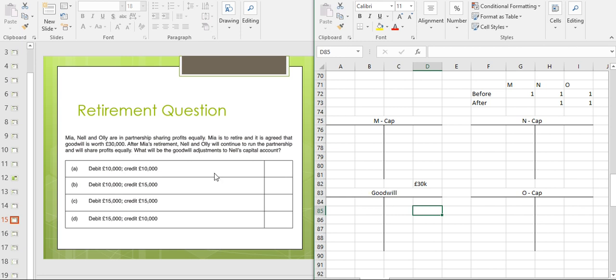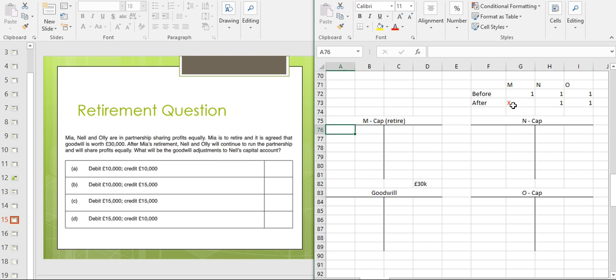So we have three partners, Mia, Neil and Ollie, sharing profits equally on a 1:1:1 split ratio, or 33.3%. Mia is going to retire, so we're going to put a cross there. And it is agreed that goodwill is worth 30. After Mia's retirement, Neil and Ollie will continue to run the partnership equally. Okay, so Mia is going to retire.